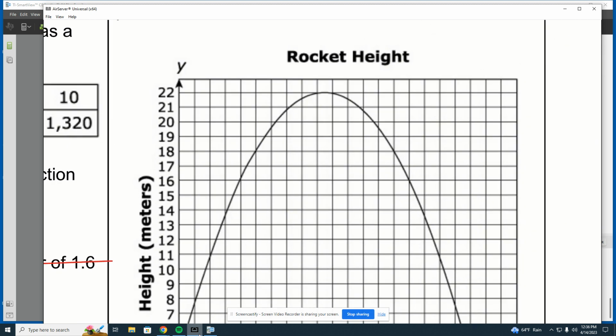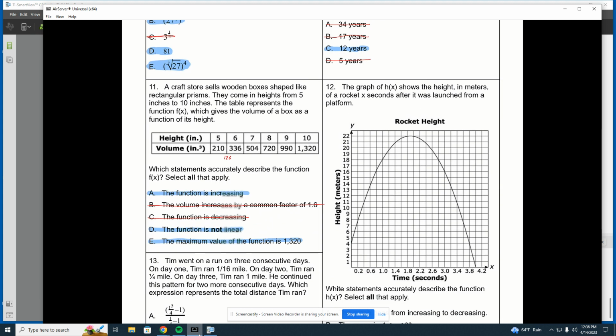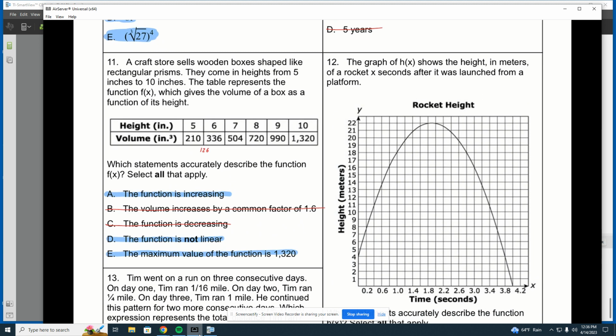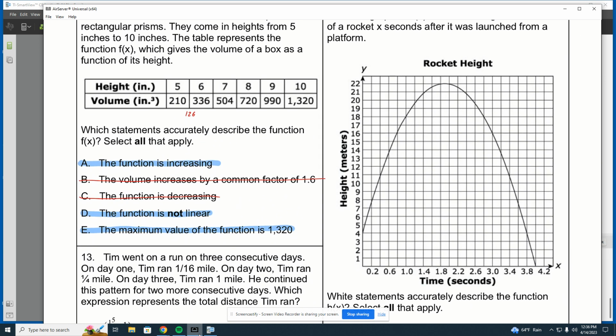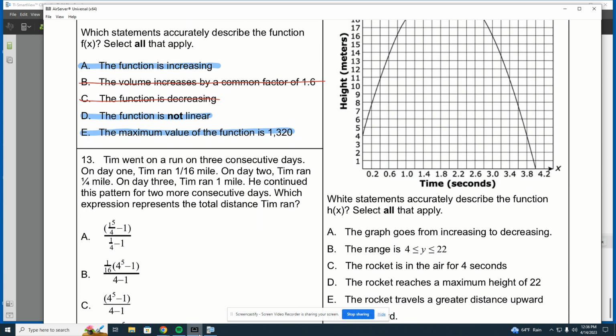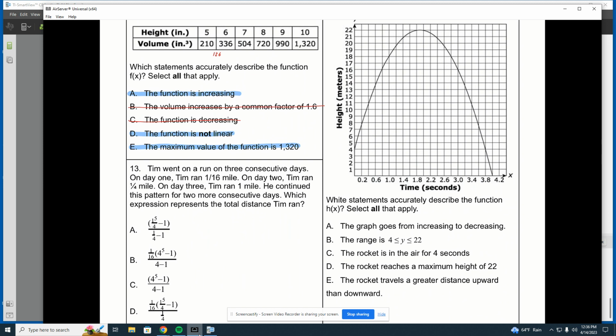All right, let's move right along. This one is very, very similar. Instead of a table, you're looking at a graph. What is your y-axis? Height. What's your x-axis? Time. Okay, so let's look. Select all that apply. Does the graph go from increasing to decreasing? Is it going up and then back down? For sure. So A, definitely an answer.